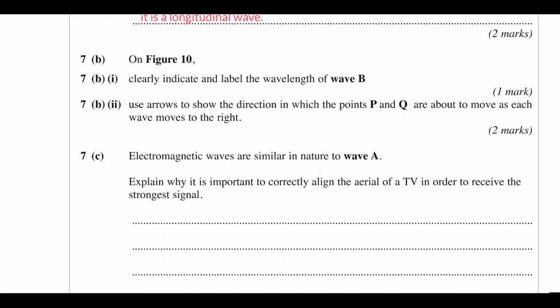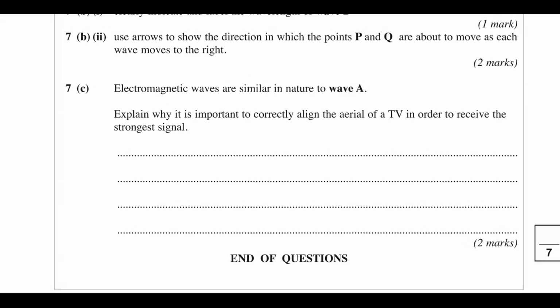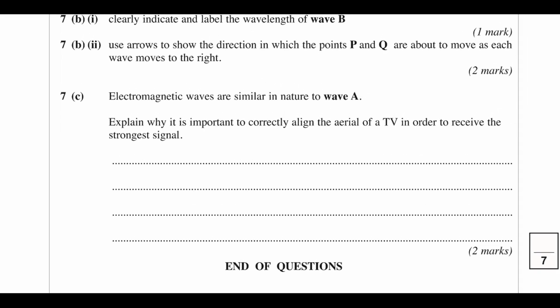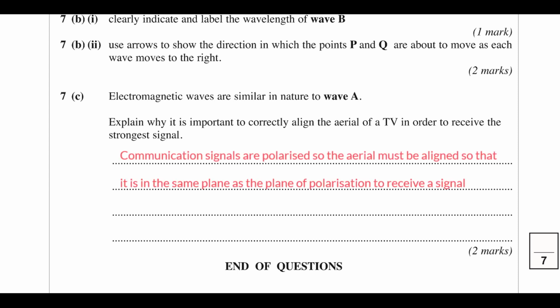Electromagnetic waves are similar in nature to wave A, so transverse. Explain why it's important to correctly align the aerial of a TV in order to receive the strongest signal. This will be due to polarization. Transverse waves can be polarized, and they are when they're used for transmission. So you need to make sure the aerial is lined up in the same plane of polarization. That's what we've got there, and that completes this paper.